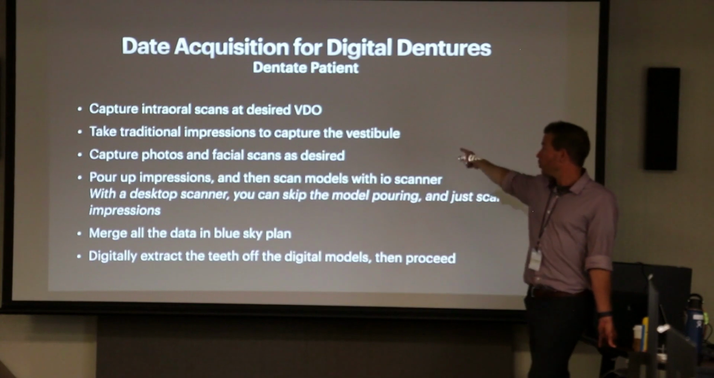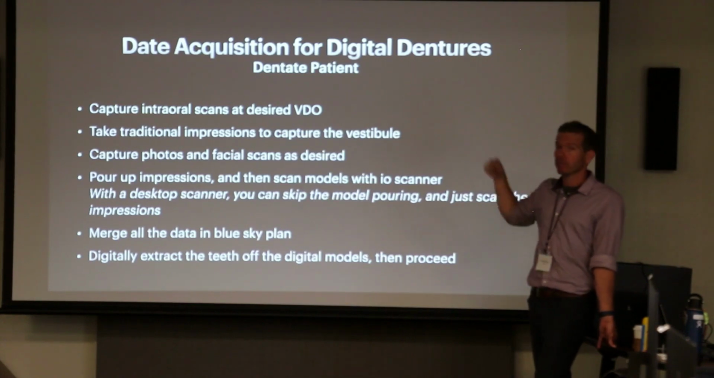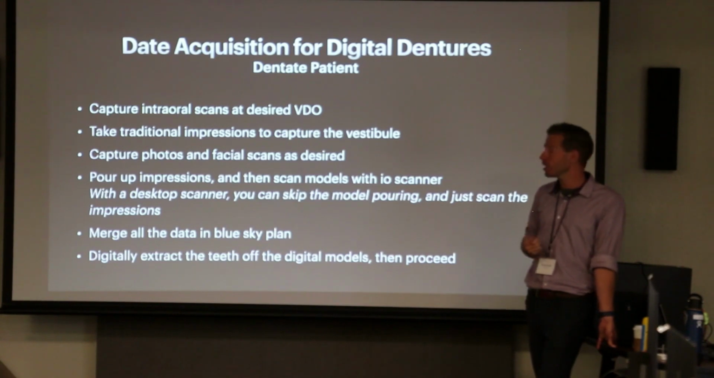So if you want to capture the vestibule, and that's what I'm going to show you, how to take a vestibule-type impression, get that into the software, and actually build a denture to that vestibule, then you would want to take traditional impressions, because you can't capture true vestibule with an intraoral scanner. You have to capture it with PVS, and then you have to digitize that with a scanner.